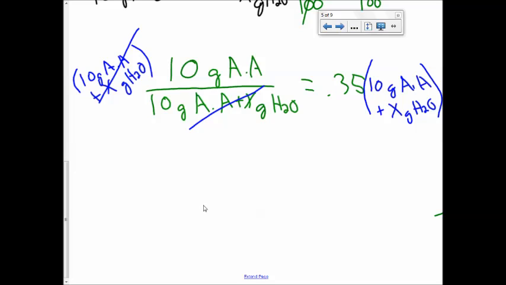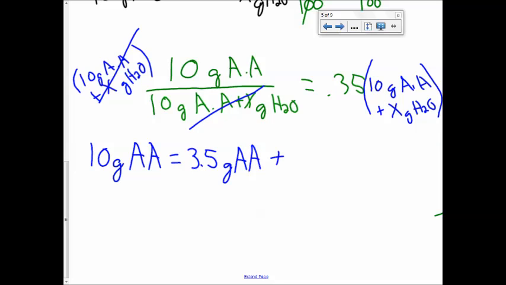And now we can rewrite this thing, and what we have to do is multiply our 0.35 through. So we're now going to have 10 grams of AA. And I know there are shortcuts to doing this, but I'm taking the long way, so hopefully everybody can follow, is equal to, and 0.35 times 10 is going to give us 3.5 grams of AA plus 0.35 X grams of H2O. Alright, now this problem's looking a little bit easier.